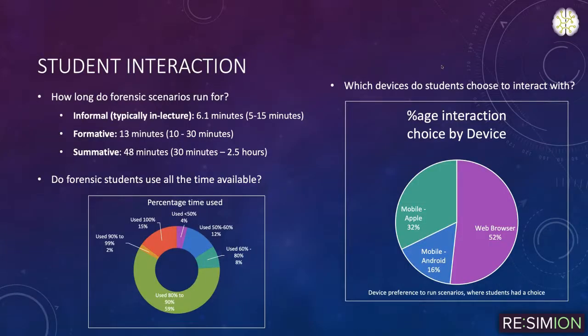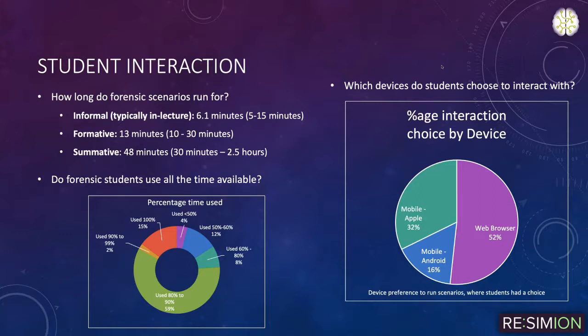So what about student interaction? How long are these forensic scenarios running for? If you remember, we had 9,000, about half of those are forensics, about 4,500. What we've done is we've looked at the data that we've been using across HE and FE, and we've had a couple of professional, non-educational organizations using this as well. Taking all of that data, I've aggregated some of it together and created some stats to help understand how students are choosing to work with these scenarios that are being run.